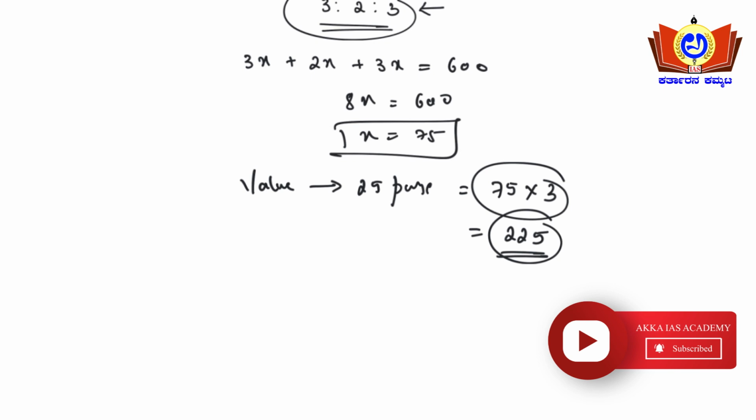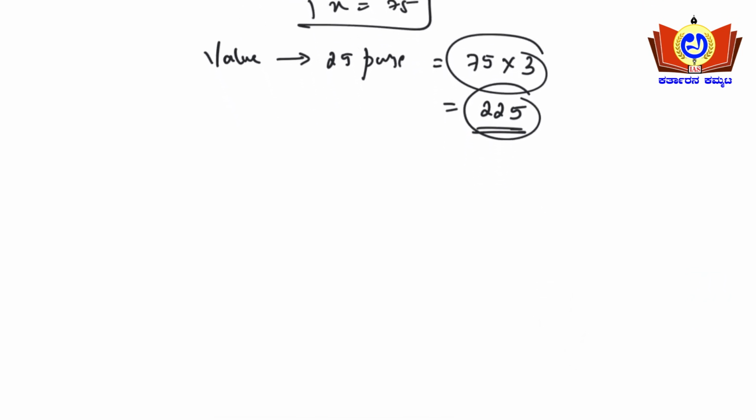So to get 225 rupees, how many coins of 25 paisa are needed? That we need to calculate here. 225 into 4 will be 900. So there are 900 25 paisa coins in the 600 rupees of value. Okay guys, so moving on to the next question.